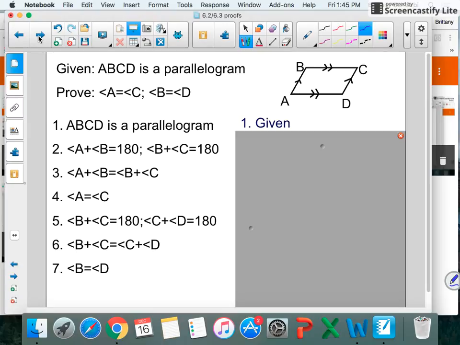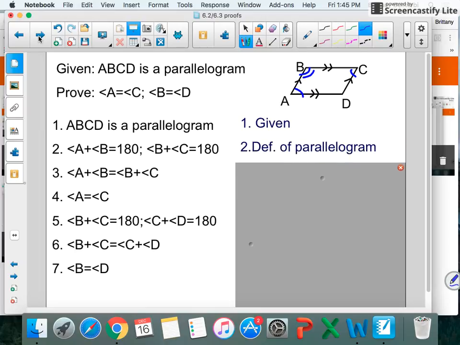So what we're trying to prove is that angle A and angle C are congruent or equal, and angle B is equal to angle D, which we already do know just because of our theorems, but we are going to try and prove it. So for number 1, we're going to start with ABCD as a parallelogram, so that's our given. So we're given those parallel sides. And what we do know is that the consecutive angles, so angle A, angle B, and B and C, are supplementary. That's just because the definition of a parallelogram, again, tells us that those angles are supplementary.